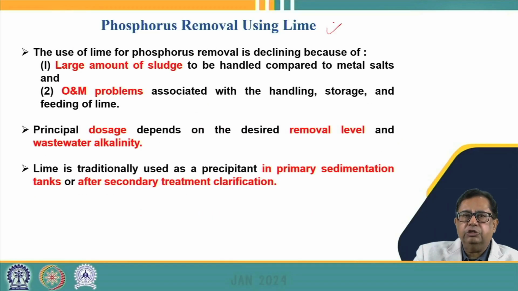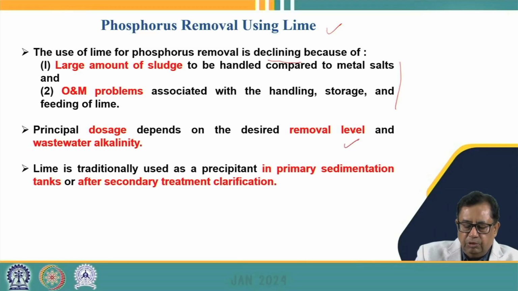Now, phosphorus can also be removed by using lime. But the use of lime is declining for two reasons. We have to handle a large amount of sludge that is formed, because the lime will first encounter the alkalinity, and this will lead to the formation of calcium carbonate before the phosphate precipitation takes place. Similarly, there can be operation and maintenance problems associated with the handling, storage and feeding of the lime.